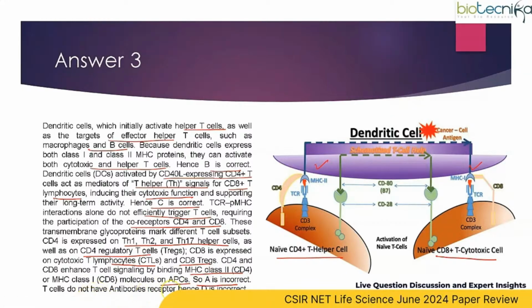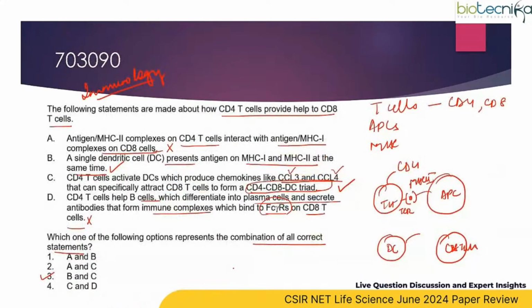Okay, and T cells do not have antibody receptors. So how will D be correct? Okay, so D is also incorrect. So they do not have antibody receptors as written over here. They do release cytokines to activate the plasma cells and they can secrete antibodies. Okay, then that form immune complexes that bind to Fc on CD8. No, they do not have the receptors present on T cells. So again, D is incorrect.